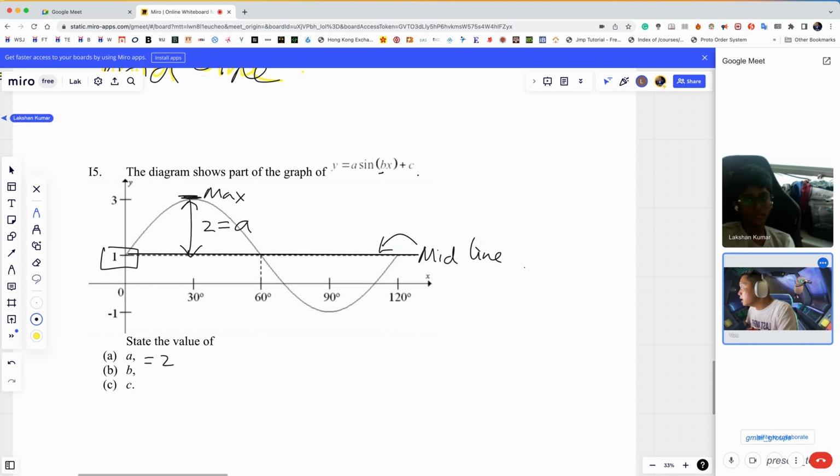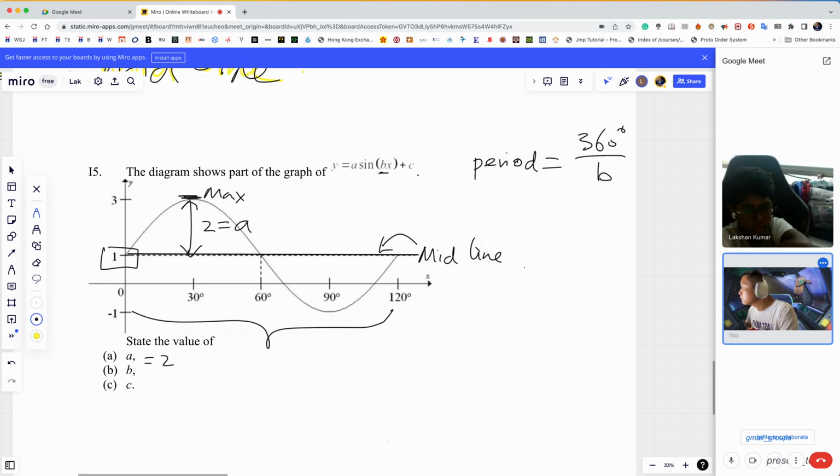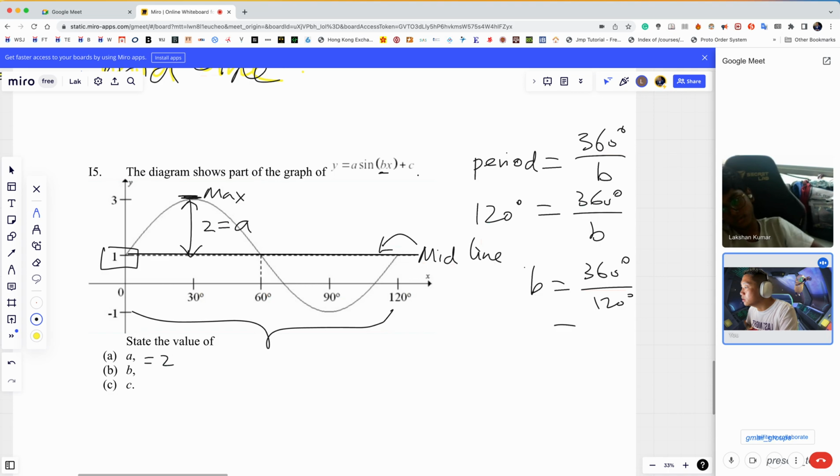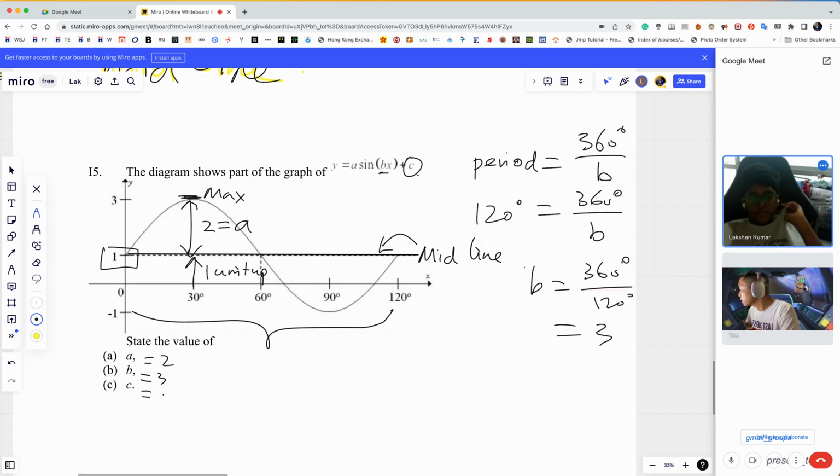Okay, B. So B is something to do with the period. Period is equal to 360 divided by B. In this case, what's the period? One round. 120. Very good. So the period is 120, and that's how you get your B. So B is equal to 360 divided by 120, which in this case is 3. So what is the C? It gets raised from 0 to 1, so it's 1 unit up. So C is 1. Are you clear? Yeah. So that's how you get A, B, C.